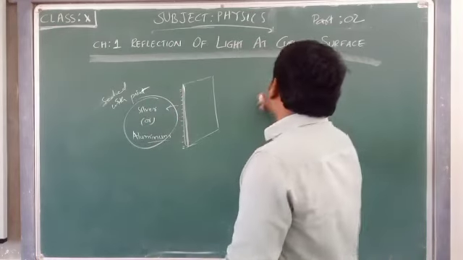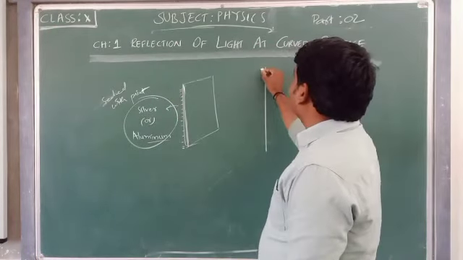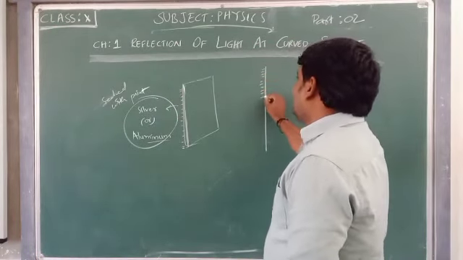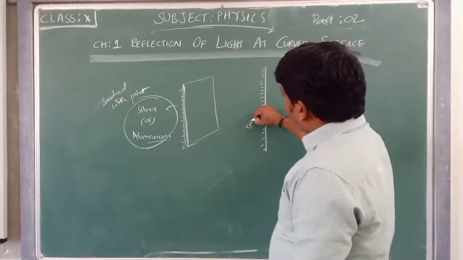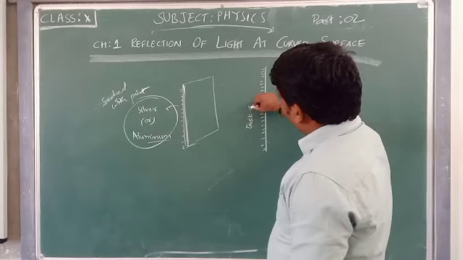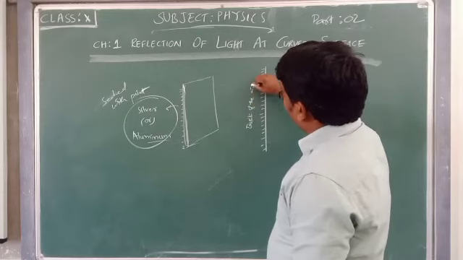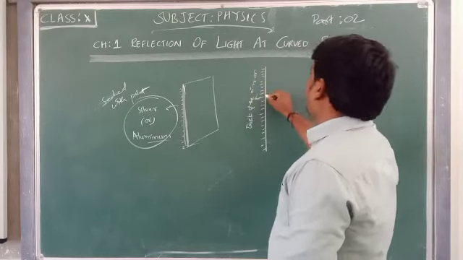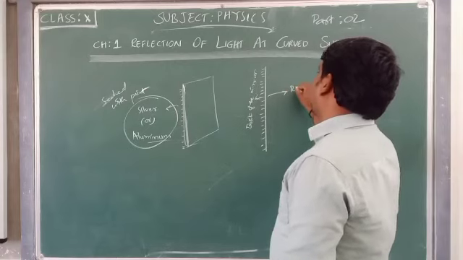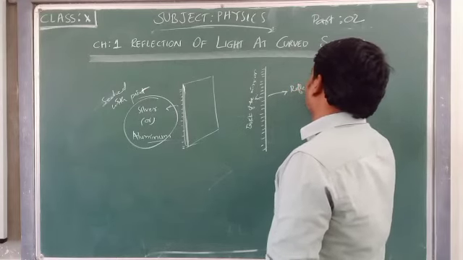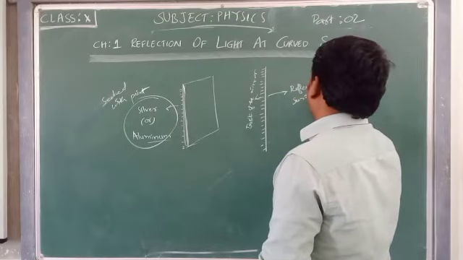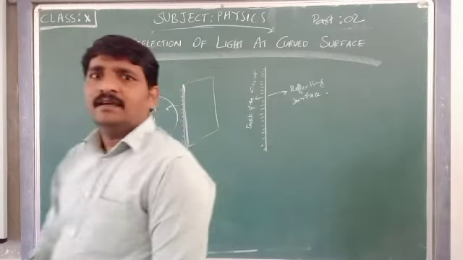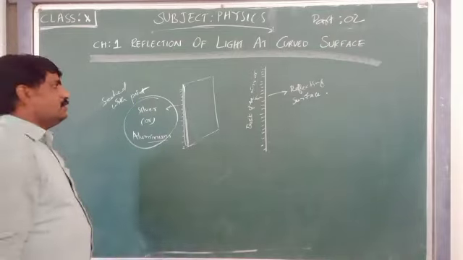Okay, generally we represent a plane mirror like this, and these lines indicate the back of the mirror. This is the back side of the mirror, and this side will be the reflecting surface. That will be the reflecting surface. Okay, these are the terms.